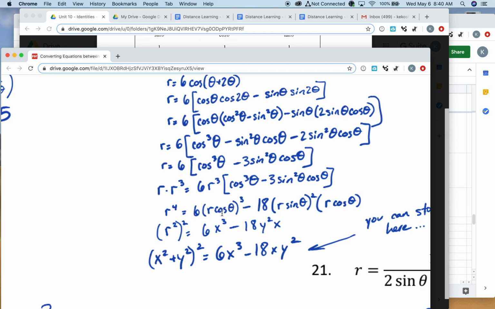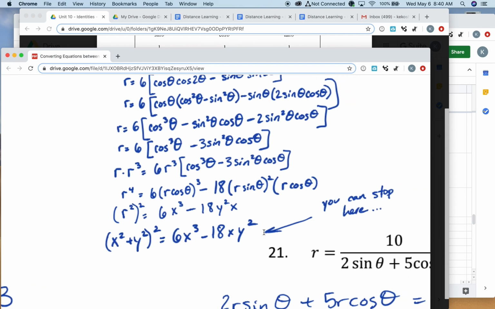Once I've got this in terms of r cosine theta, I can substitute in x. And if I have things in terms of r sine theta, I can substitute in y. And this is where they would stop at that point.